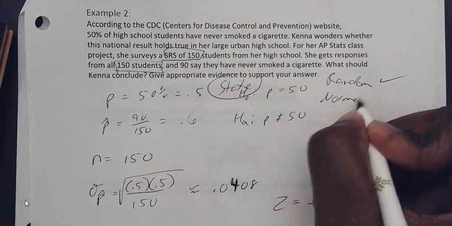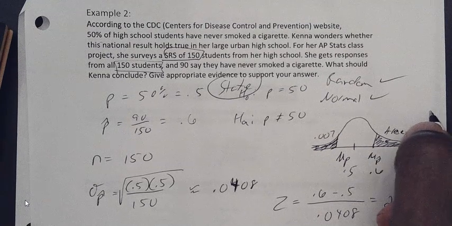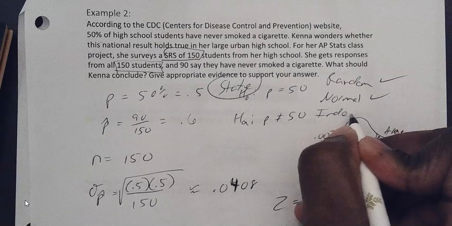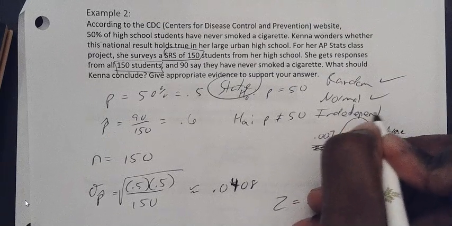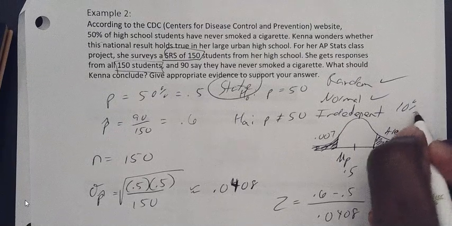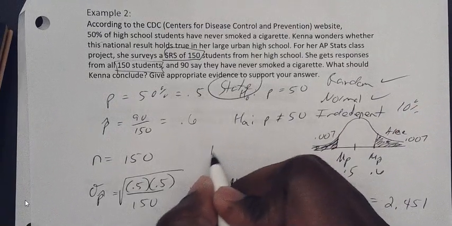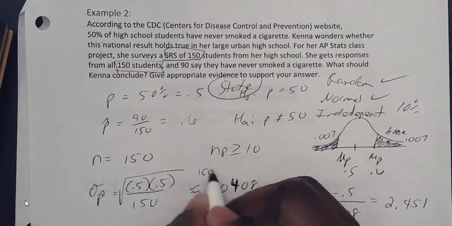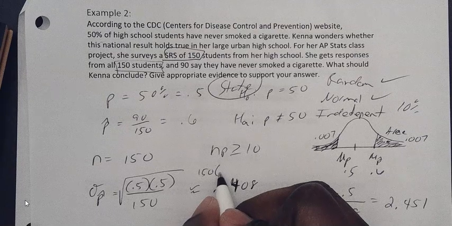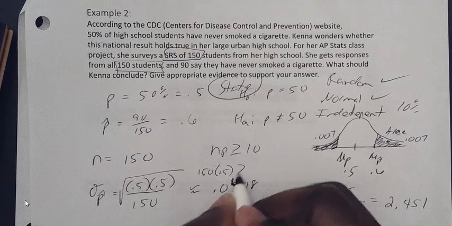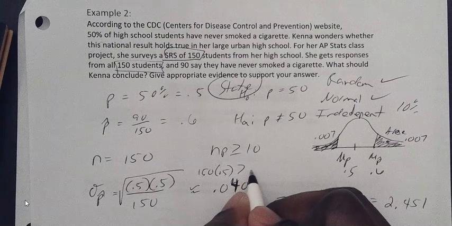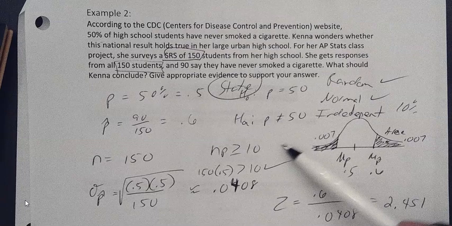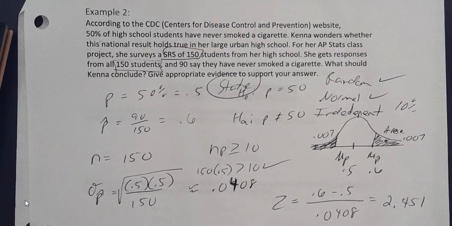So for that reason alone, it has to be normal considering the central limit theorem. And then there's independent, and that's again testing whether or not the 10% rule applies. And in this case, our value of n times p has to be greater than or equal to 10. So in this case, n is 150, and that p was 0.5. And 150 times 1/2 is definitely bigger than 10, because that's 75. So that portion is also true. So if we went back and checked, all of that was true.